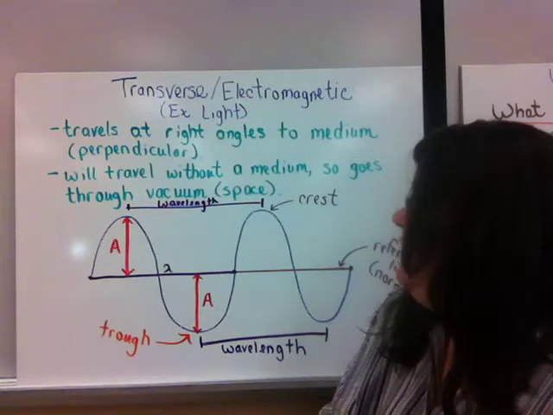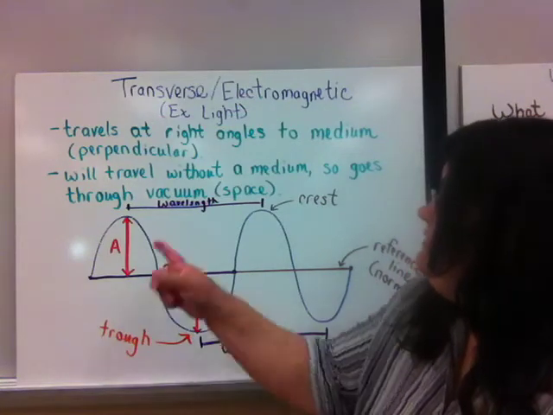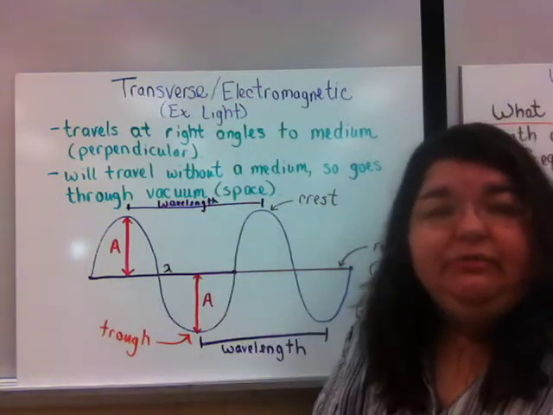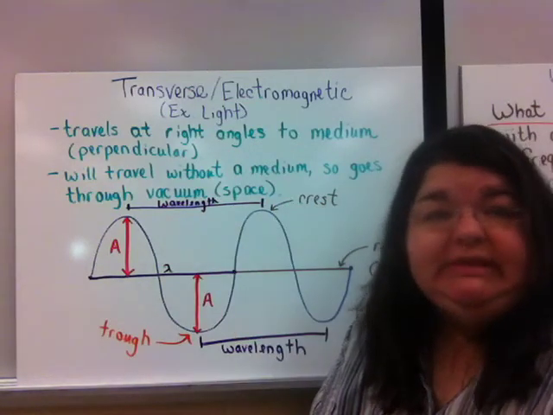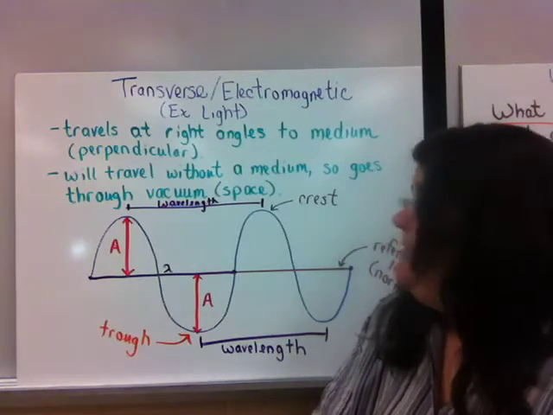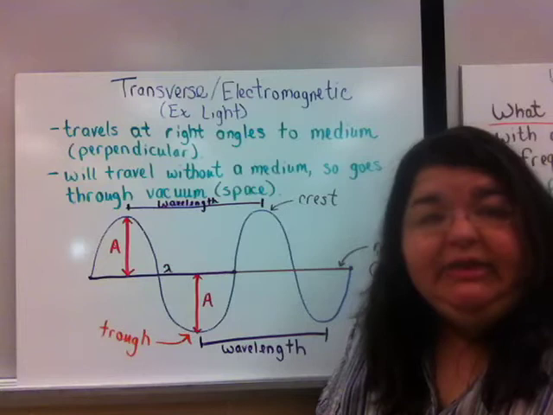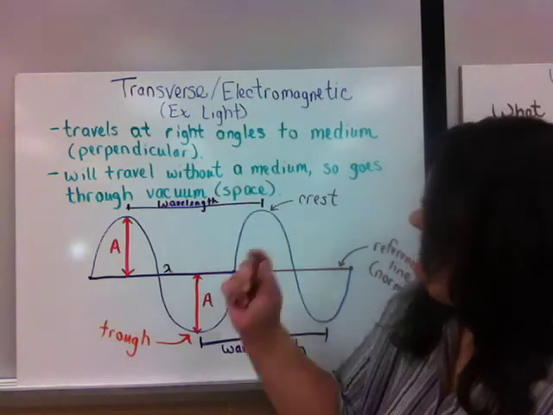And if the energy is traveling at right angles, then we could say that it's traveling in a perpendicular direction to the material. Now, transverse waves do not have to travel through a medium, so they are able to go through a vacuum. I'm not talking about the ones that clean your carpet here. We're talking about the ones without air or material in them. A vacuum is empty, like space.